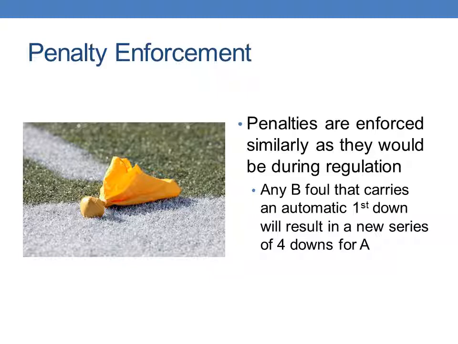This is a very easy example. It's 2nd and goal from the 10 during a pass into the end zone. Team B commits defensive pass interference. We will enforce the penalty half the distance to the goal, and we will replay second down.